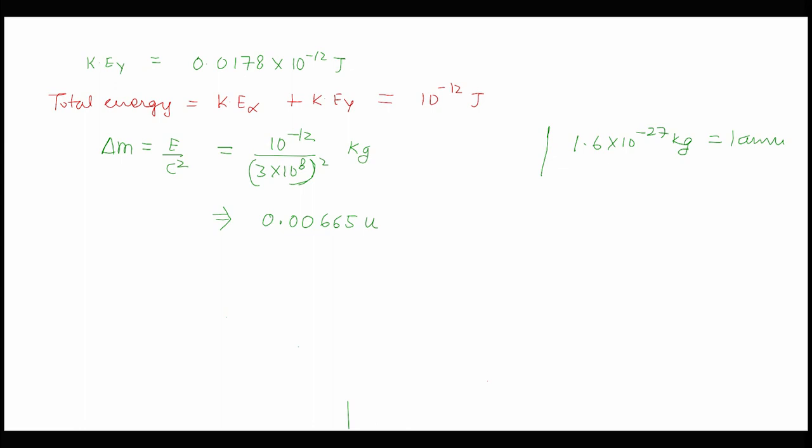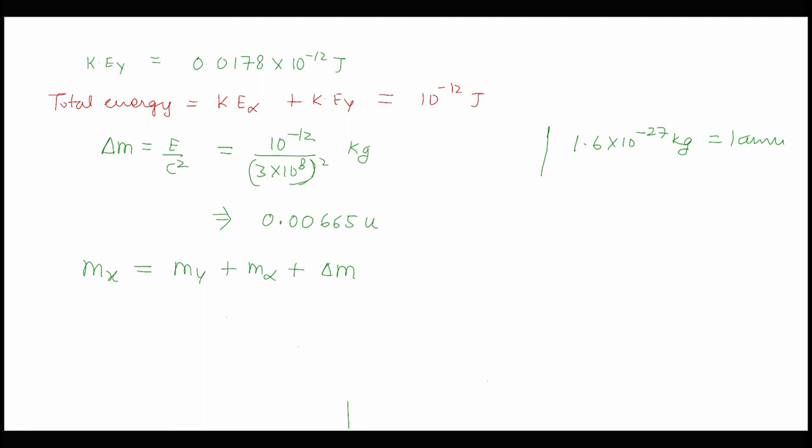Now we can say that the mass of the parent nucleus X can be obtained as: mass of Y plus mass of alpha particle plus the mass defect, or the mass that is lost or liberated in the form of energy. So that was the idea why we calculated the value of energy and then the mass equivalent, so that we can calculate the value of mass of X.